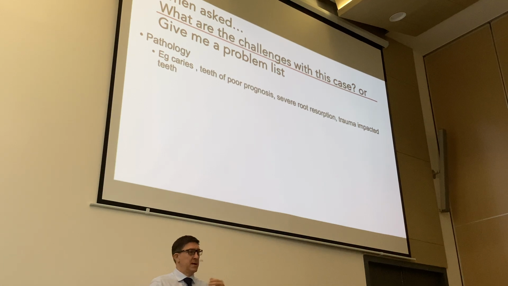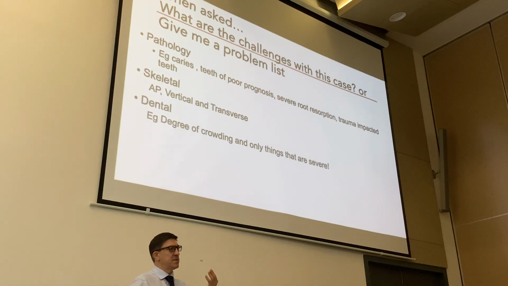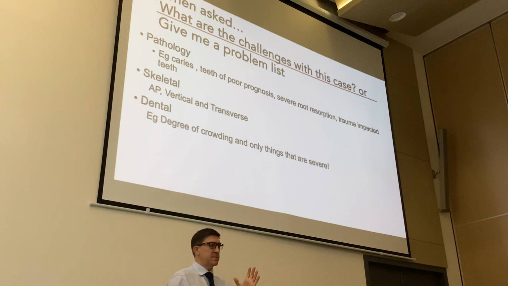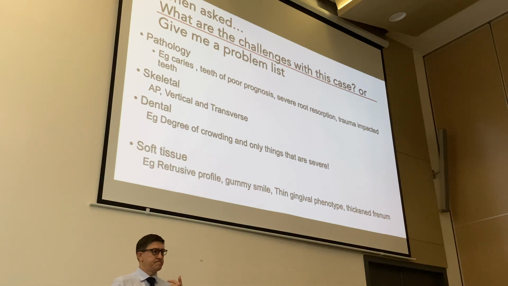So pathology, there's an impacted upper left canine with root resorption on the adjacent tooth. Skeletal, there's a significant class 2 element with vertical and transverse issues. Dental, there is severe upper and lower arch crowding with a centreline shift. Soft tissue, there's a thin gingival biotype and a thick midline frenum. Brilliant, nice and systematic. Challenges or problems, always nicely in that order. And then you're not going to forget anything.